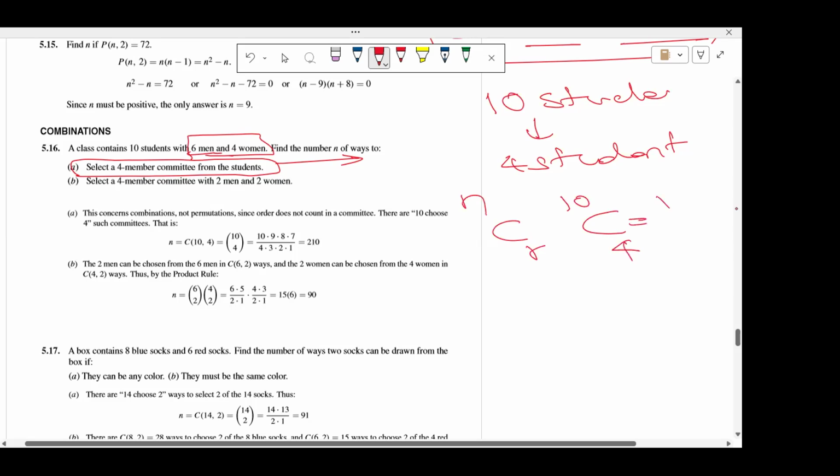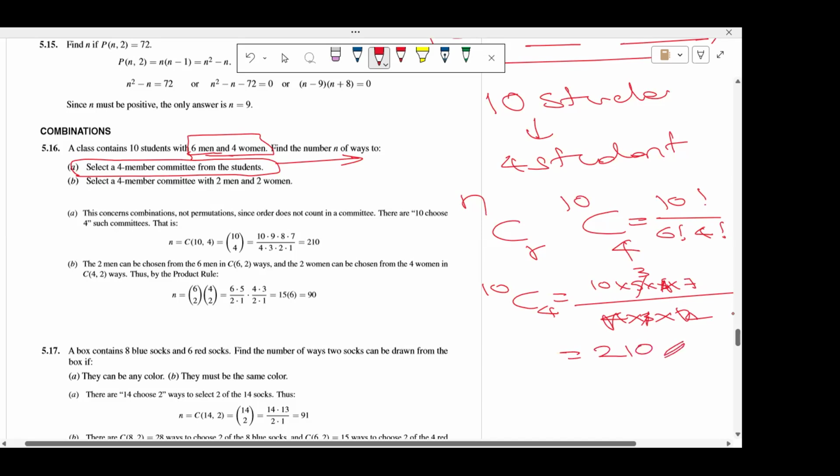right? So 10C4 means 10 factorial over (10 minus 4) factorial, that is 6 factorial into 4 factorial. I'm writing directly rather than writing 10 factorial over 6 factorial. So the answer: 10C4 is equal to 10 into 9 into 8 into 7 over 4 into 3 into 2, right? Then 4 into 2 is 8. Here we can cut down. This is 3. So altogether 3 into 7, 21, into 10, 210 ways we can make the group, right? This is the normal question.